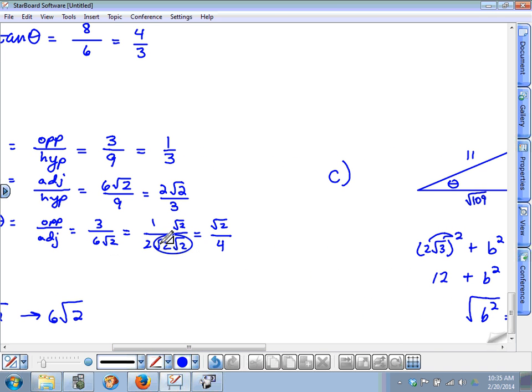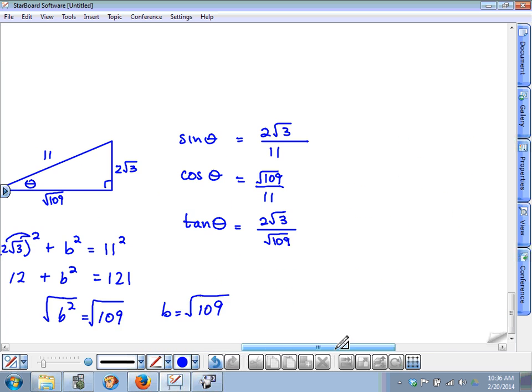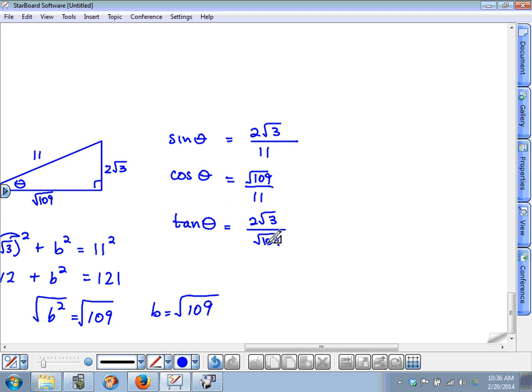We had a square root of 2 that we had to get rid of, so we multiplied it by square root of 2 over square root of 2. What is it we're trying to get rid of over here? So how do we do that? Has to be the same thing. Square root of 109 over the square root of 109. Okay. Amazing. What happens when you have a square root of 109 multiplied with itself? We get 109.